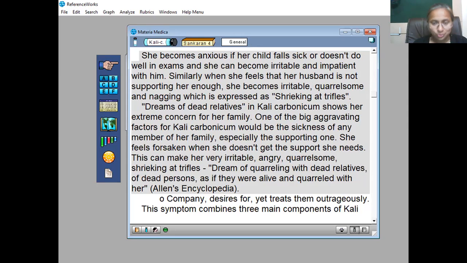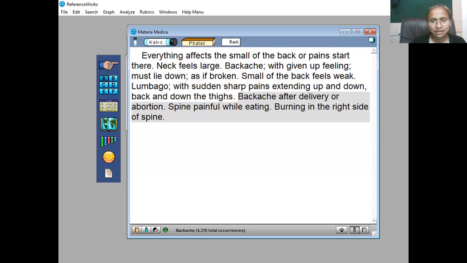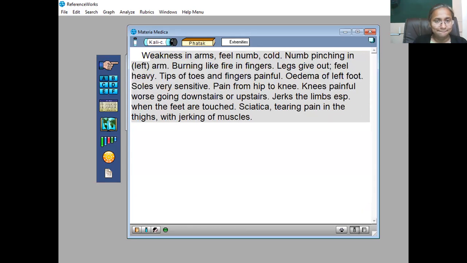Okay, and also dreams of quarreling with dead relatives, of dead persons as if they were alive and quarreled with her. This was a learning for me, and this came only from repertory. Otherwise I would not have known and remembered this symptom. And it is a very well known remedy for backache after delivery or abortion, spine very painful while eating, and burning in the right side of spine.